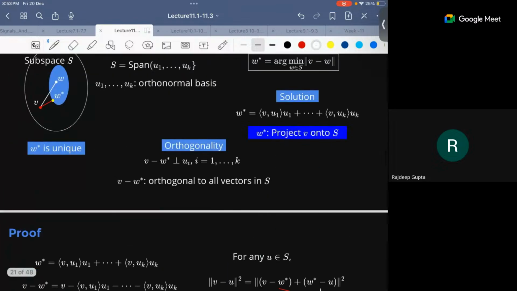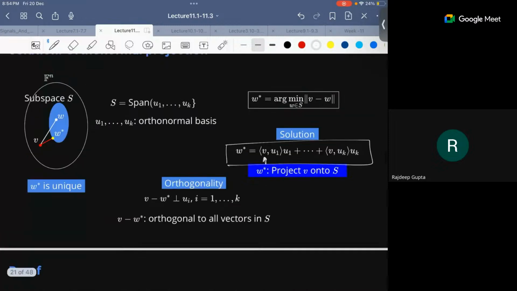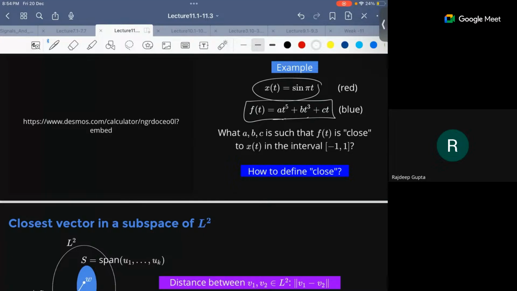At the end of the day, the solution that we'll be getting is this: whatever vector or signal you have, you'll take the inner dot product with all the vectors that are there in the span. Here there were three functions, t^5, t^3, and t. The span is the combination of all these three vectors.